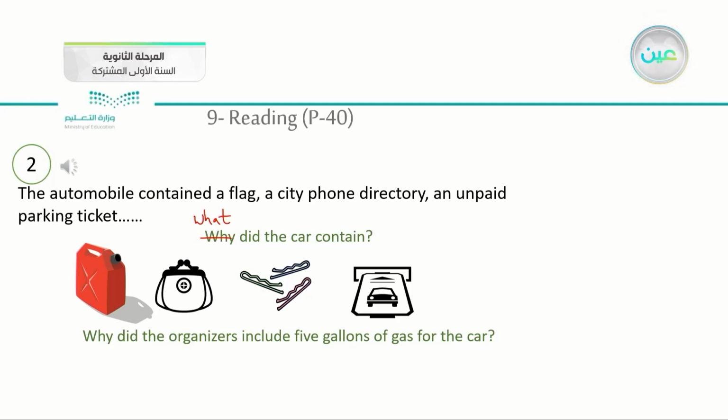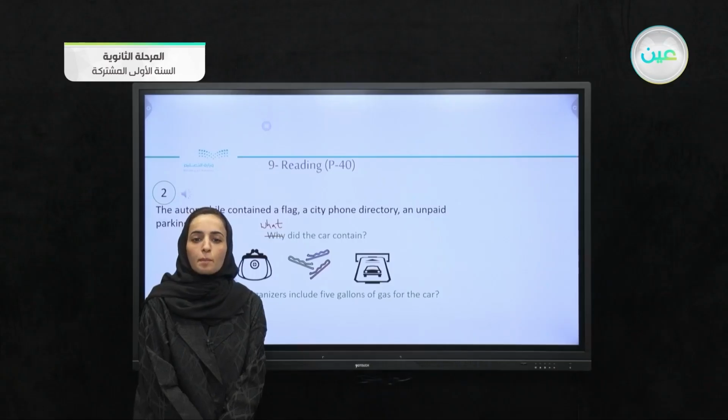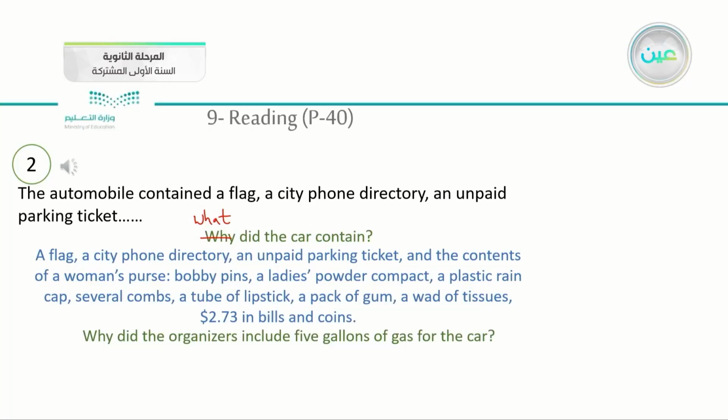So, what did the car contain? It contained many things. There was a flag, a city phone directory, which is like a book with names and phone numbers, and an unpaid parking ticket, because it contained the price and the date. And the contents of a woman's purse, a lady's bag: bobby pins for the hair, a lady's powder compact, a plastic rain cap, several combs for the hair, a tube of lipstick, a pack of gum, a wad of tissues, and money, $2.73 in bills and coins, plus 5 gallons of gas.